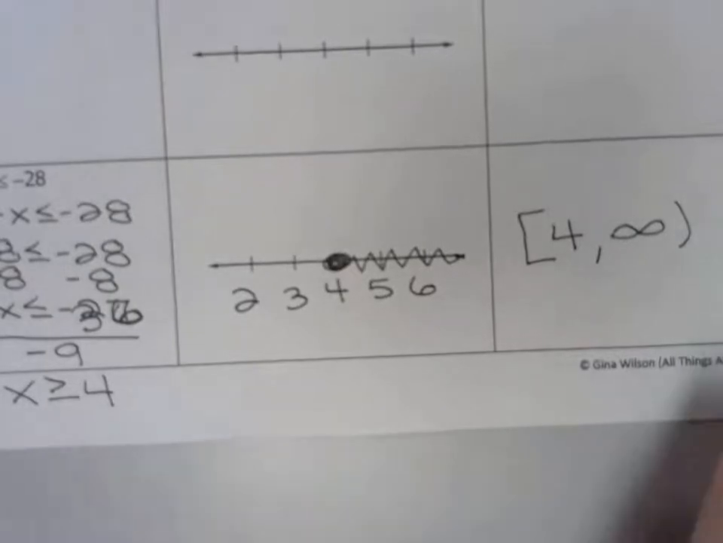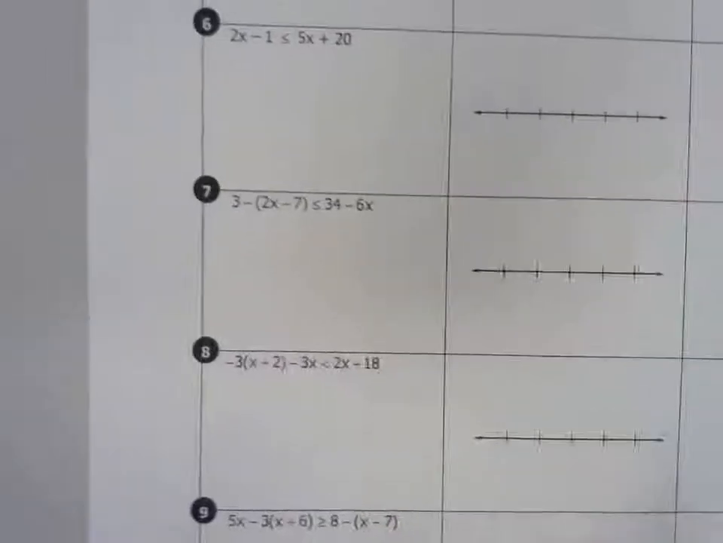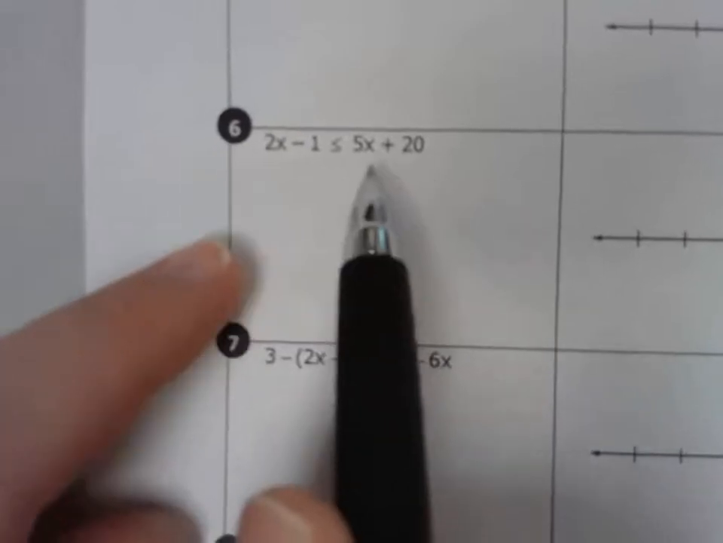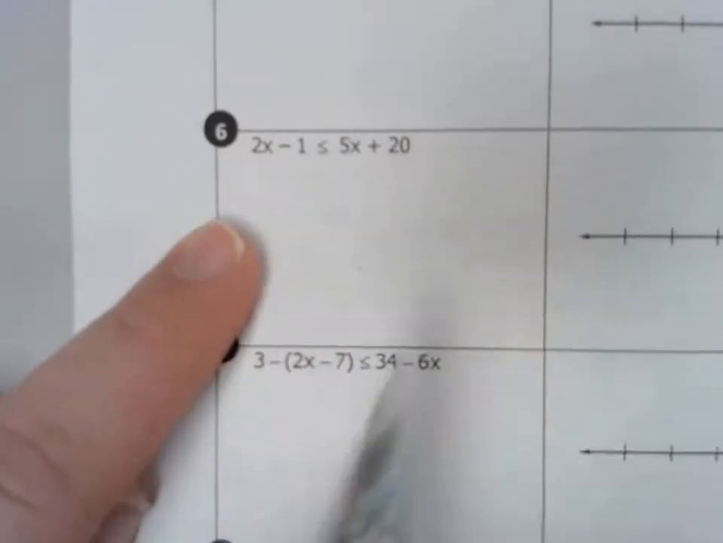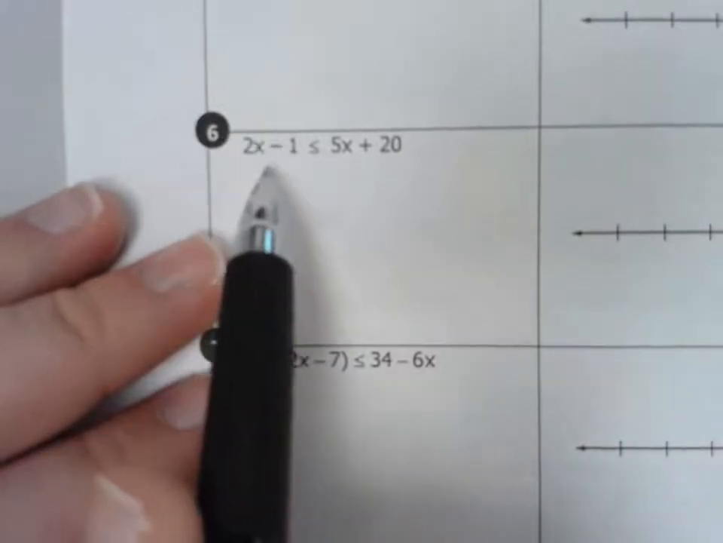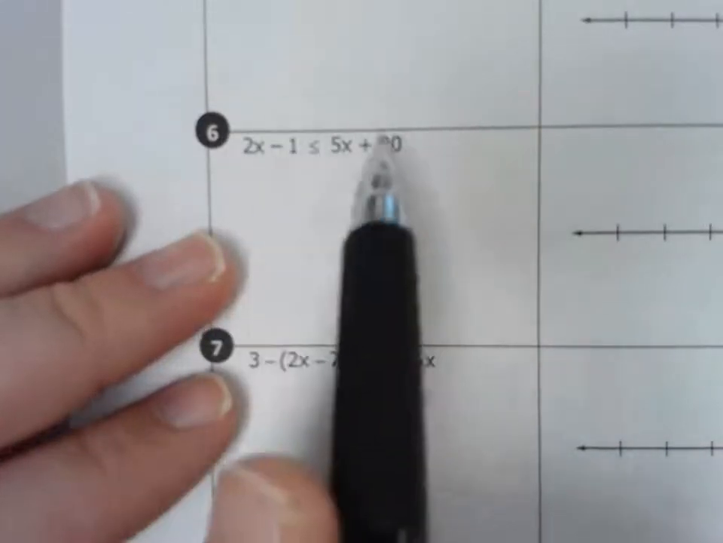Okay, let's go ahead and flip it over. We're going to look at a couple on the back. Let's look at number 6 real quick. The only difference with number 6, you'll notice, is there's no distributing, but I have an x on the left and an x on the right. Left side we can't put anything together. The right side we can't put anything together.